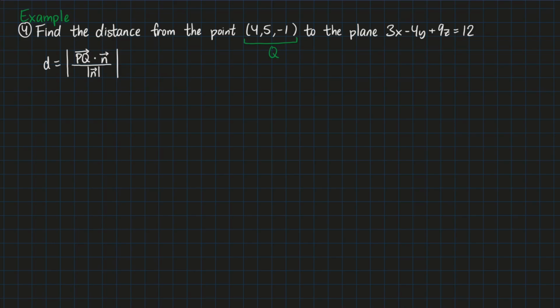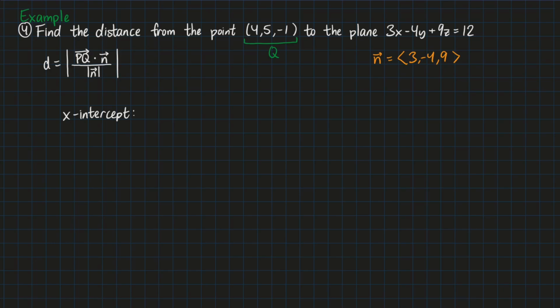Next, they give us the equation of the plane, and from this, we can get the normal vector by taking the coefficients. So this would be 3, negative 4, and 9. So now we need to find a point on the plane. We can use the equation of the plane to find one of its intercepts. Let's say we want to find the x-intercept. We get the x-intercept by plugging in a 0 for y and a 0 for z.